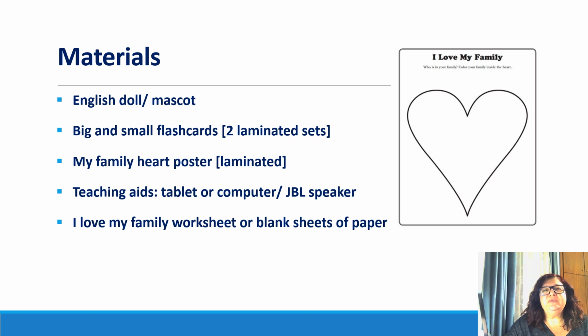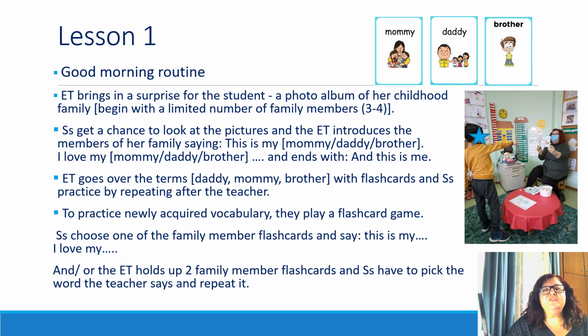So the materials that we will need would be our English doll or mascot, big and small flashcards, 2 laminated sets each so that we can play different games with them, and my family heart poster that would be laminated. The teaching aids would be a tablet or computer and a JBL speaker, or if you don't have them, that's okay, you can use your voice. And a worksheet, I love my family, or a blank sheet of paper that the students will be able to draw their activity on.